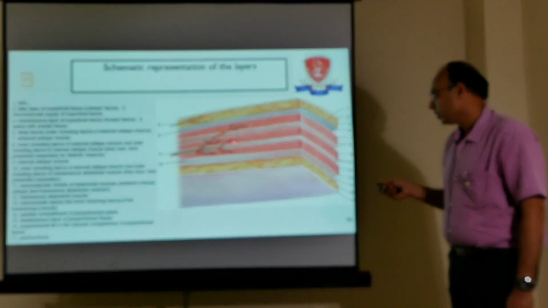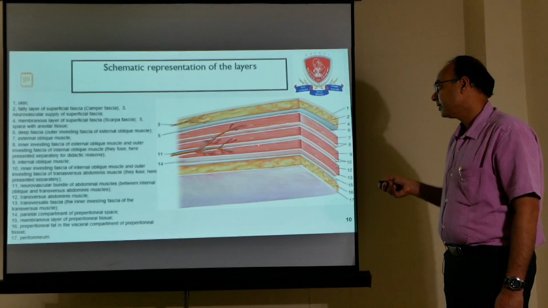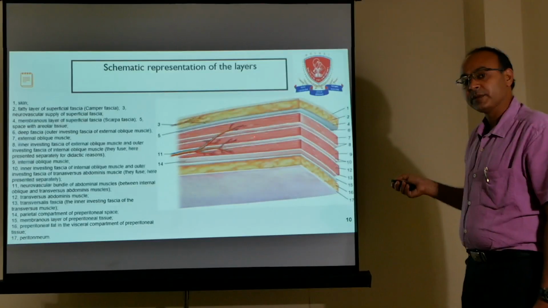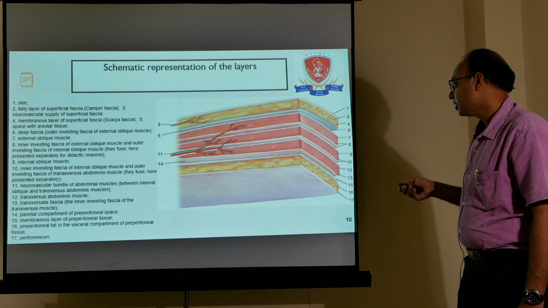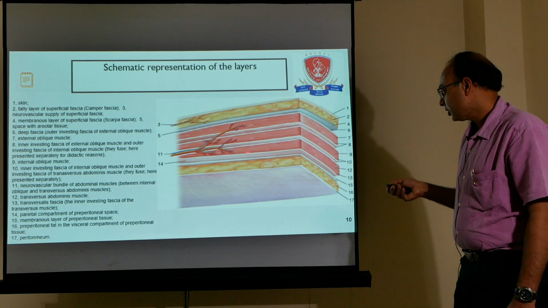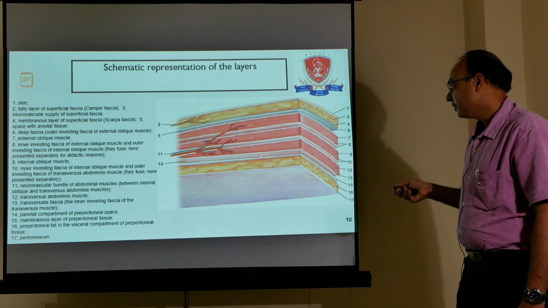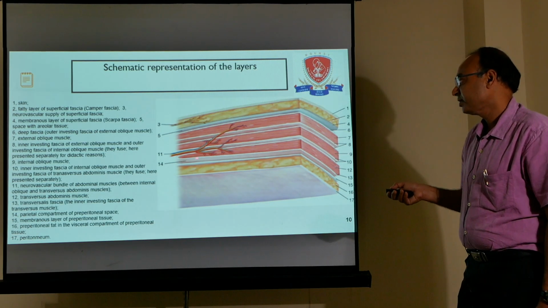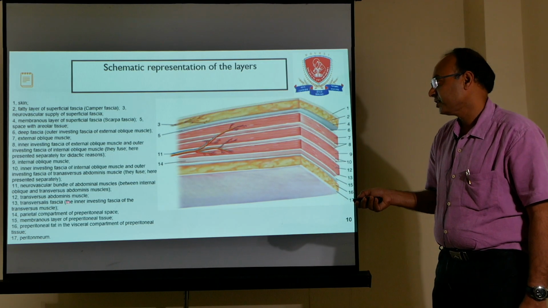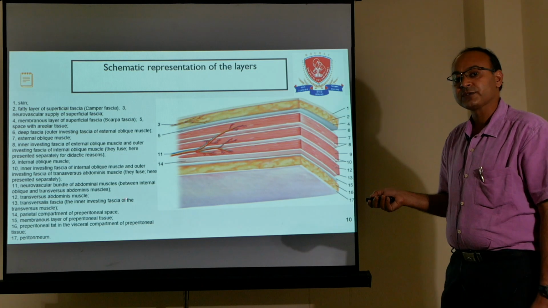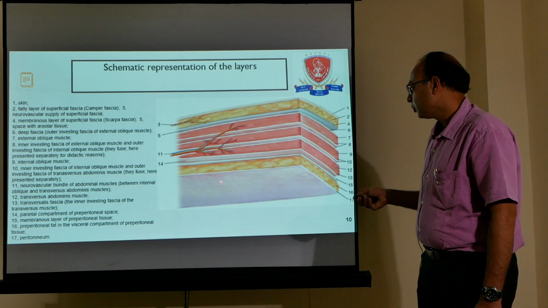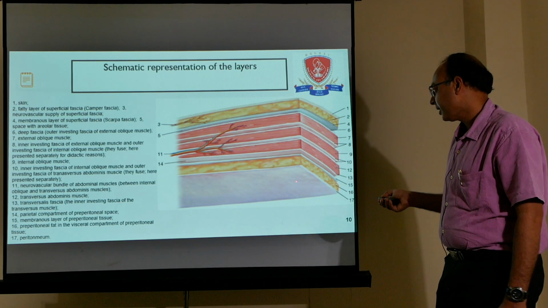This neurovascular bundle lies between the internal oblique and the transverse abdominis muscle. This is the transversus abdominis muscle. So there are three muscle layers. Below the transverse abdominis muscle lies the fascia transversalis. This is the transversalis fascia, the inner investing fascia of the transversus abdominis muscle. Now here the preperitoneal surface lies. This innermost layer is the peritoneum.